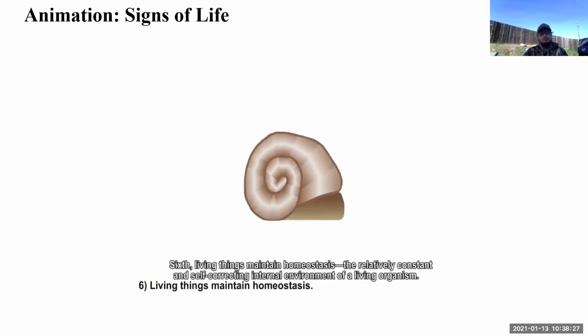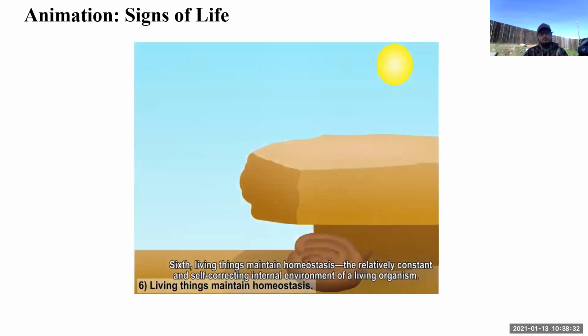Sixth, living things maintain homeostasis, the relatively constant and self-correcting internal environment of a living organism. A snake remains cool by finding shade, a behavioral means of maintaining homeostasis. Animals also have physiological means to maintain homeostasis. For example, humans sweat to remain cool.